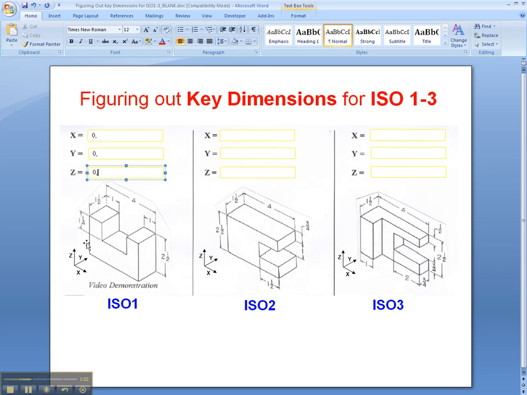On the X, let's look at the overall length. This dimension here shows us that the whole shape along the x-axis is 4 units long. So we're going to add in a 4 there. Now, there are two other key dimensions. A good way to think of key dimensions is as points of interest in the plane where something happens.